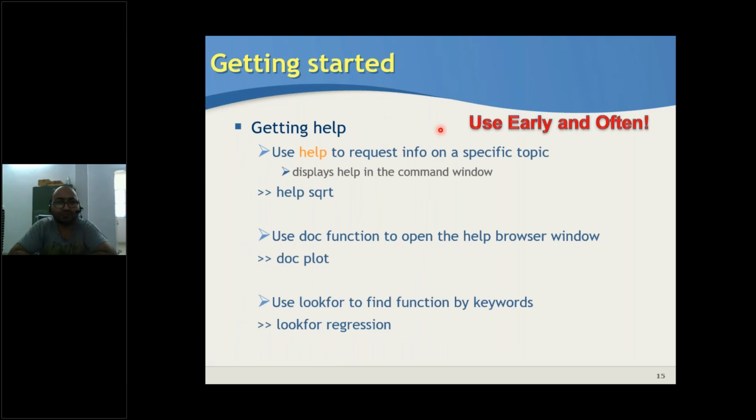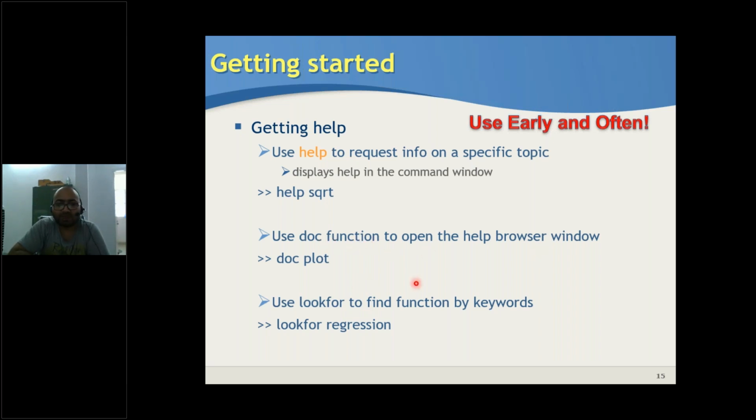To get help, we generally use the help command. If you need the information of a particular command, you can just type help and the command name. Suppose we want information about the square root function, you just type help space sqrt. It will display the information related to the square root function. If you want the information in documented form, you just type doc in place of help, and you will get the information in documented form.